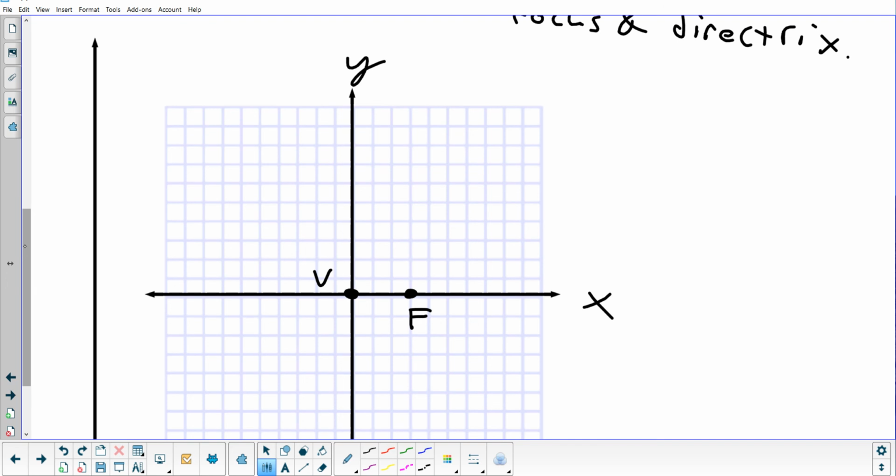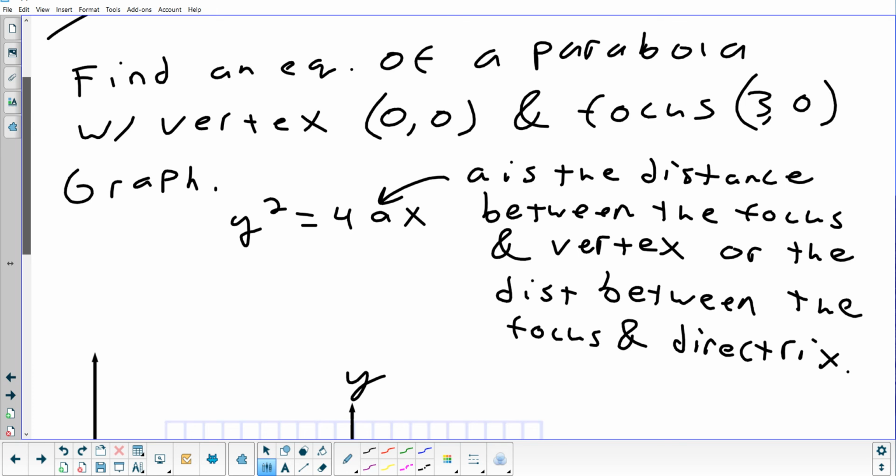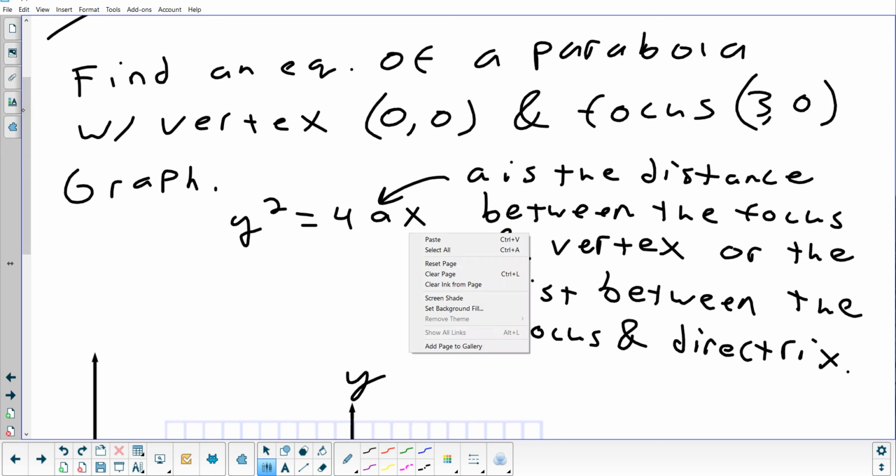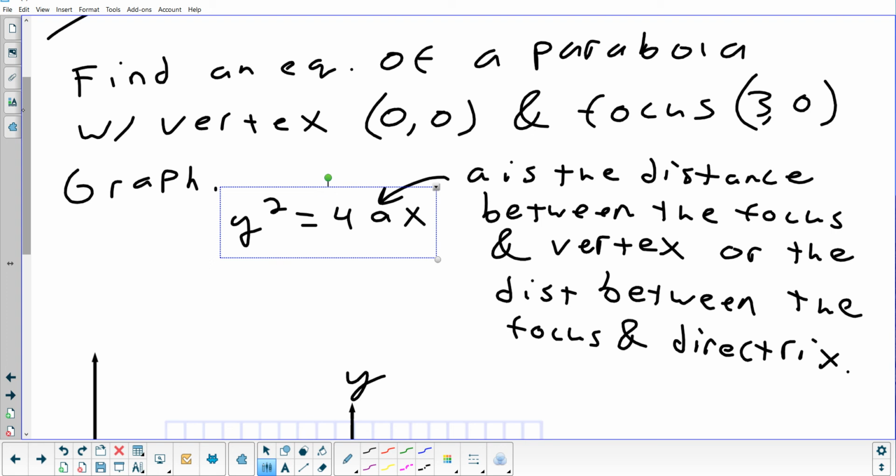So what that means is, if it's opening to the right, that's a positive x axis it's opening on. Positive x. Positive number with the x. That's how you'd figure out this is the equation to use. It's always a 4 or a negative 4, and this is always an x or a y. So you have 4 different options. 4 with an x, negative 4 with an x, 4 with a y, or negative 4 with a y. Those are the only 4 things. So this is positive x, opens to the right.